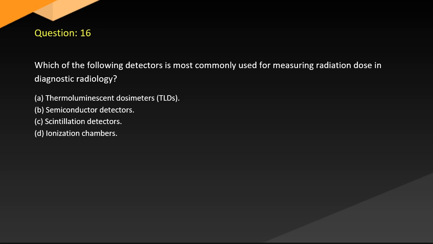Question 16. Which of the following detectors is most commonly used for measuring radiation dose in diagnostic radiology? A. Thermoluminescent dosimeters (TLDs). B. Semiconductor detectors. C. Scintillation detectors. D. Ionization chambers.